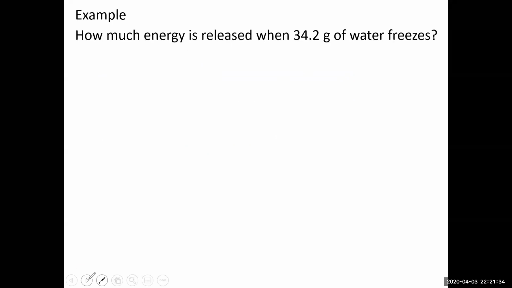Let's try another problem that's very similar to this. Here we want to calculate how much energy is released when we have 34.2 grams of water freezing. Pause the video as you try this for yourself. Right, now let's try this together.